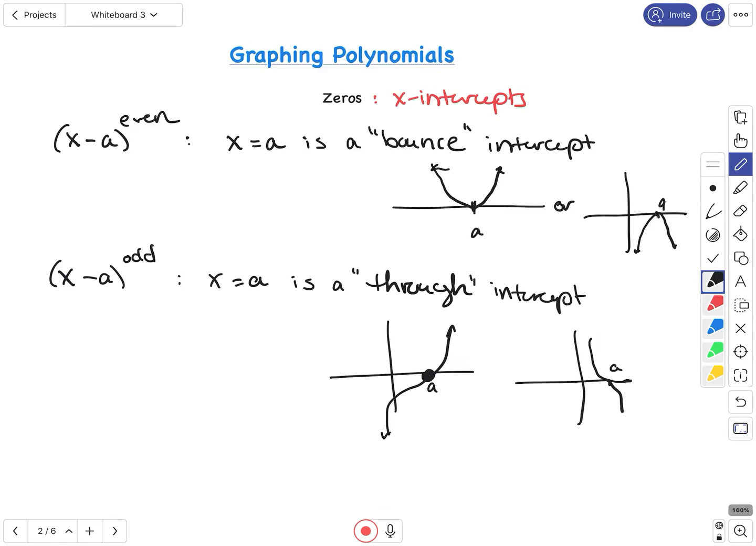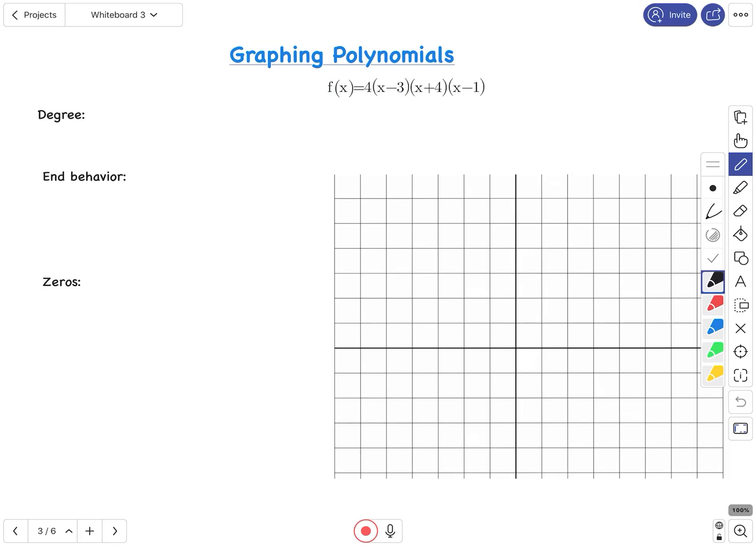Okay, let's try some of these. First one, let's do f of x equals 4 times x minus 3 times x plus 4 times x minus 1. I could direct you to multiply that whole thing out, and if you were to do that, you would get 4x cubed minus 52x plus 48.